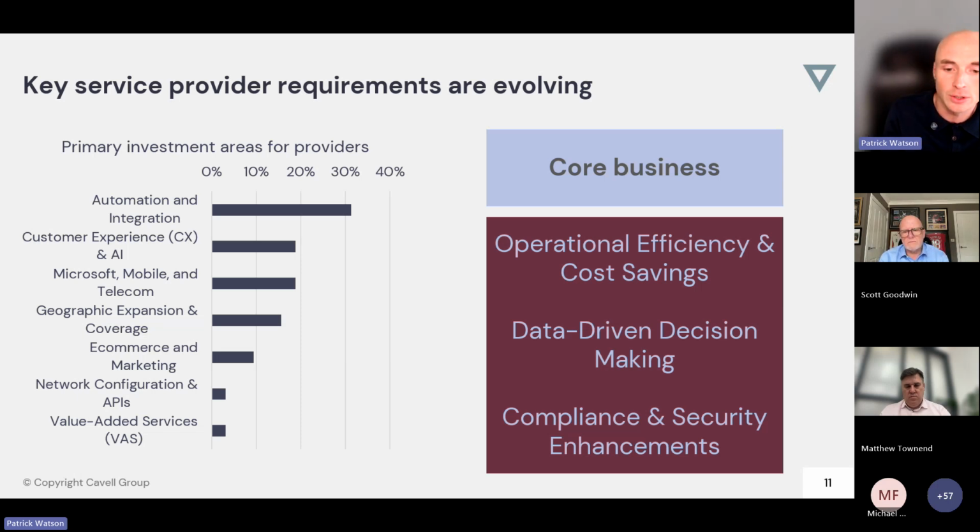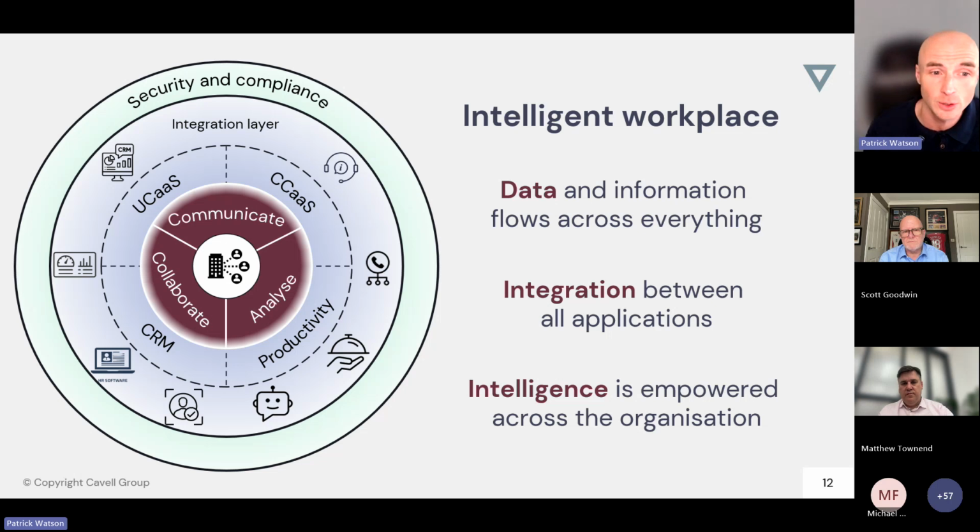And I think, Matt, that leads into the concept that we talked about at Cavell Summit EU, which was Cavell's concept of the intelligent workplace. And this is what we're seeing from a new enterprise technology estate, where businesses have these core central drivers that they want to be able to communicate, collaborate, and analyze. They've got a set of core business systems, which include communication systems such as UCaaS, CCaaS, their CRM systems, and productivity applications. And these all need to integrate seamlessly in order to provide the data that flows across the entire enterprise technology estate, the integrations between all of those different applications so that the data can flow. And the in vogue phrase of the last 18 months has been AI, and you can't really get a true AI picture if you can't get that across your whole estate. And then there's this security and compliance wrap around the outside from an end customer perspective.